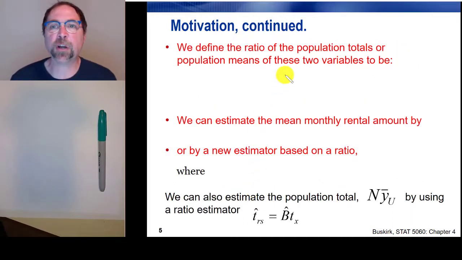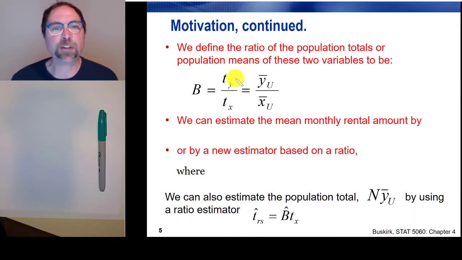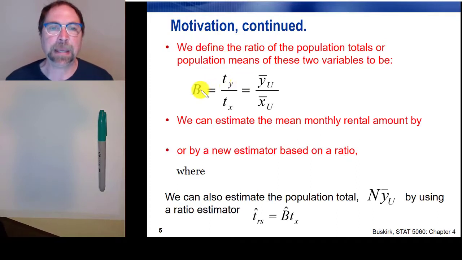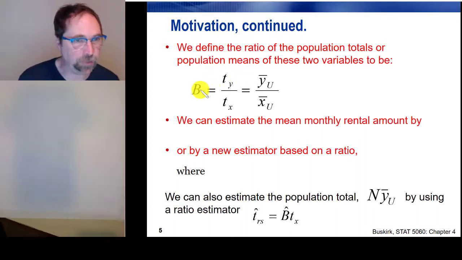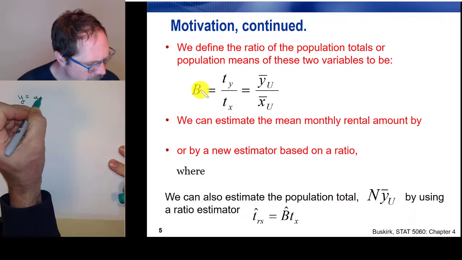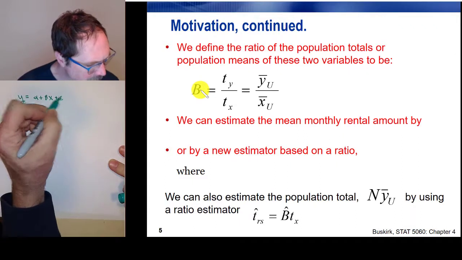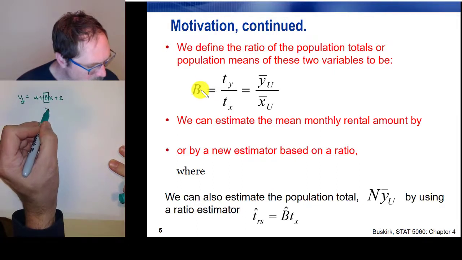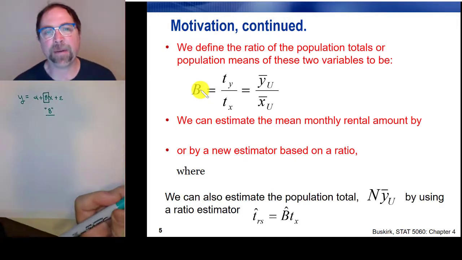Now we can define the ratio of population totals or population means of the two variables exactly the same way. These actually are the same because the denominator is just capital N in both cases, and it basically cancels out. So you're either going to be talking about the ratio of totals or the ratio of means, but in any case it gives you the same value. This is B. Now in the regression situation, we would write something like y equals alpha plus beta x plus epsilon, and this beta is the Greek equivalent to what we would be referring to as capital B in the finite population case.